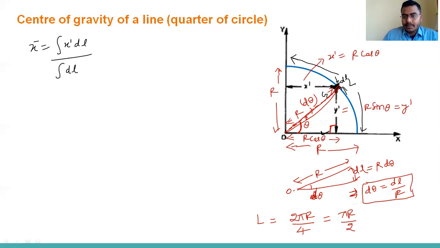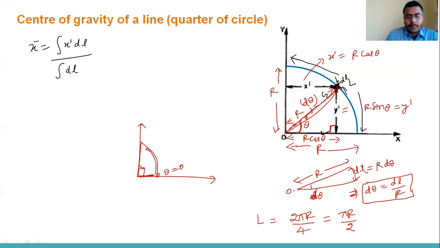To cover this arc length, if we are taking the delta L here, in this case theta will be 0. When we cover it, it will go from here to here, so up to here theta will be 90 degrees, or in terms of radians, pi by 2. So by doing the integration, the upper limit will be pi by 2 and the lower limit will be 0. By taking these limits, we can get the quarter of the circle.